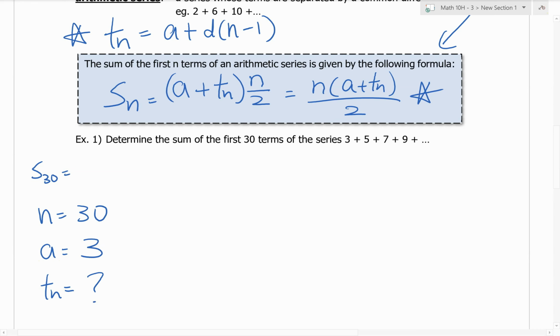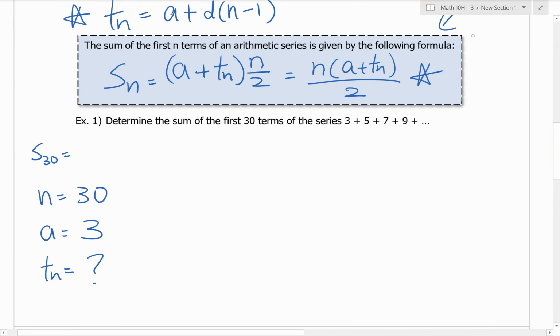This is where we need to use the other formula for tn. Tn is equal to the first term plus the common difference times (n minus 1). These are the 4 things that we need to use. We don't know what tn is, but we do know we're looking for t30. So n, just like in the previous line, is 30. The common difference we do know is 2: 3 to 5 to 7 to 9, we keep adding 2. The first term is 3. So now we have all the information that we need to get t30.